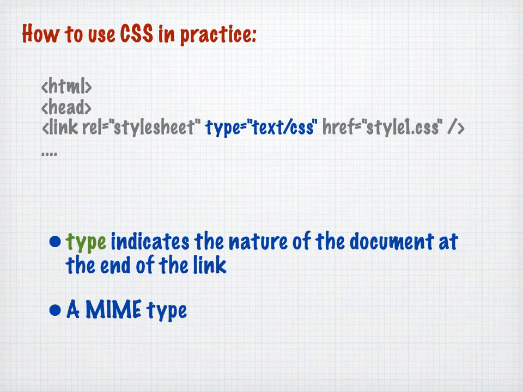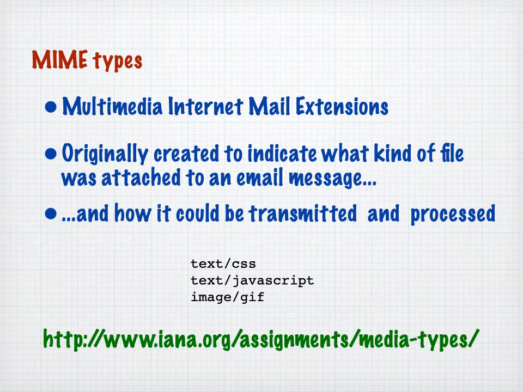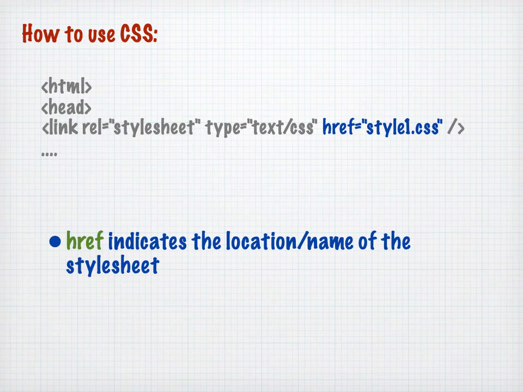And then type indicates the nature of the document at the end of the link, and that's a MIME type. Now MIME types were a way for us to describe the types of documents that were attached to emails. They often look like this: two elements with a / between them, so text/CSS, text/JavaScript, something like that. In this particular instance, we'll be using type equals text/CSS to indicate that it's going to be a CSS file at the end.